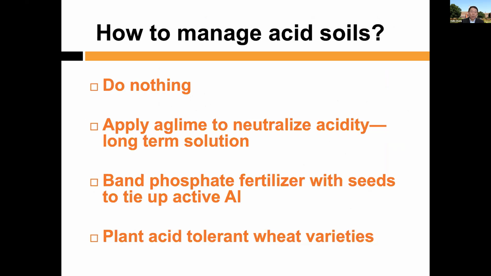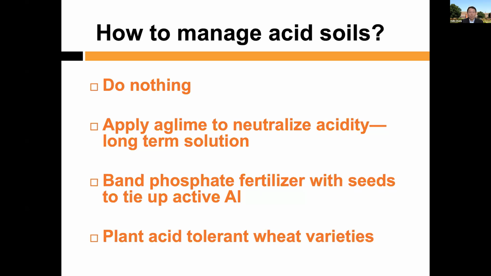So we all know there is a problem. I have been preaching this for 25 years since I came to Oklahoma. What do people do about this issue? Well, a lot of people just do nothing, continue growing wheat or other crops without taking any actions. But some start to apply lime. Probably that's the most economical or practical solution to solve this issue.